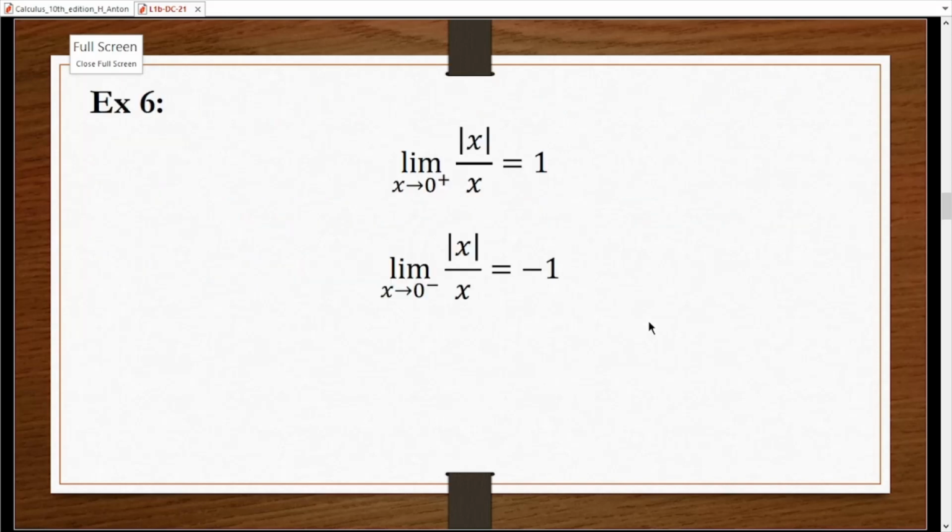So, dito, yung function na to, yung limit niya does not exist, since hindi the same yung value nung one-sided limits niya.